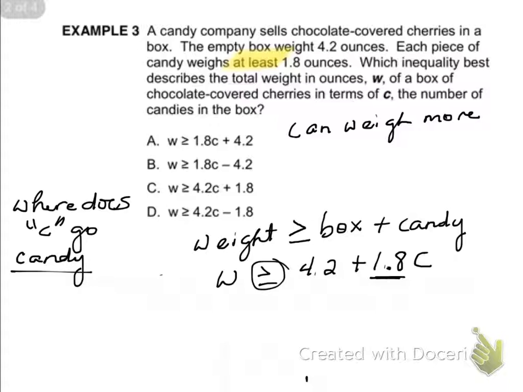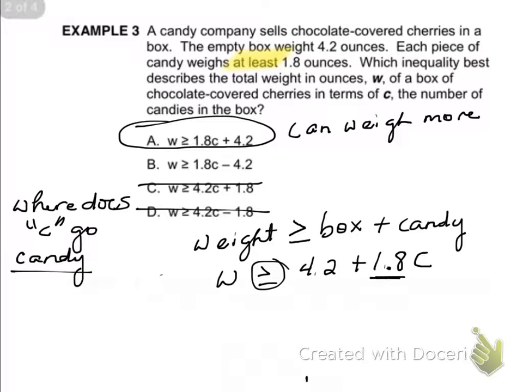Okay, so the C goes on the candy. That means we can eliminate this and this, because they put the C on the 4.2, which is the weight of the box. And when we set this up, it's the candy plus the box, certainly not the candy minus the box, to see what the whole thing weighs. So A is going to be the correct choice.